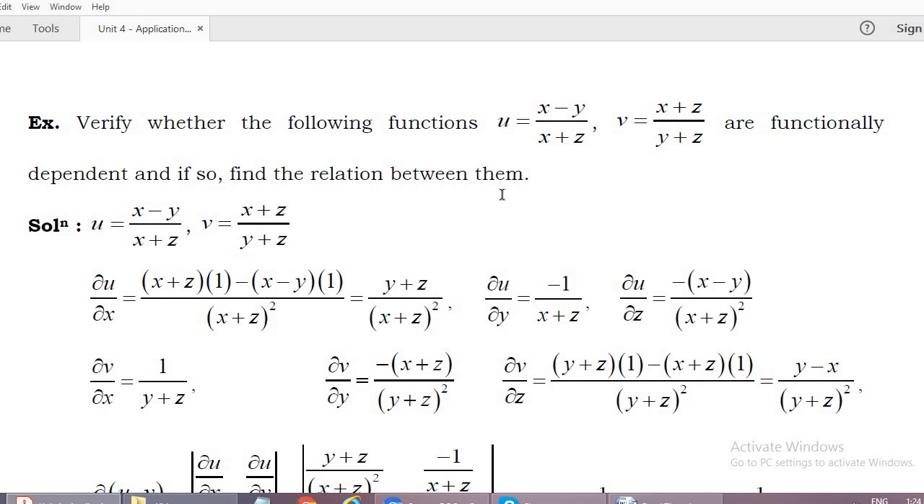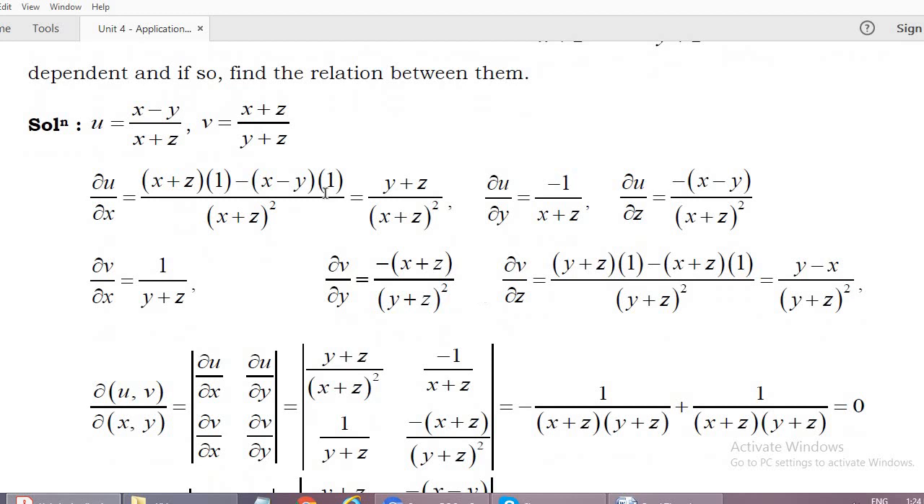Jacobians which correspond to order 2 by 2, and as such three Jacobians are possible. For that, let us first simplify the necessary first order partial derivatives. Del u by del x. Again, x is in both numerator and denominator, so quotient rule. In the denominator x plus z square, in the numerator x plus z into the derivative of x minus y partially with respect to x, which is 1, minus x minus y into the derivative of x plus z partially with respect to x, that is 1. And x plus z minus x plus y, that is y plus z upon x plus z square.